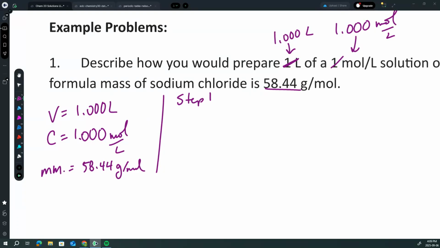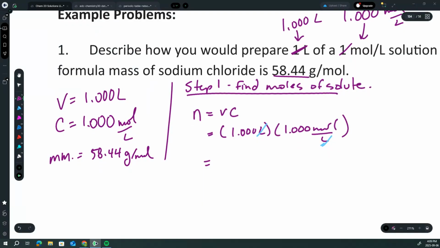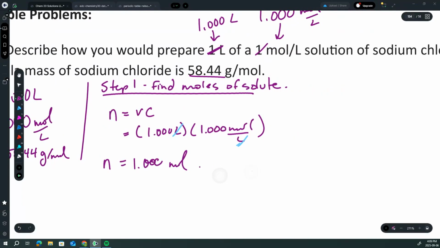So step 1, find moles of solute. Remember, the solute is what you have less of, and it's the thing that gets dissolved. Okay, so moles is equal to volume times concentration. We have 1 liter times 1 mole per liter. Liters cancels out, and we're going to get 1 mole.